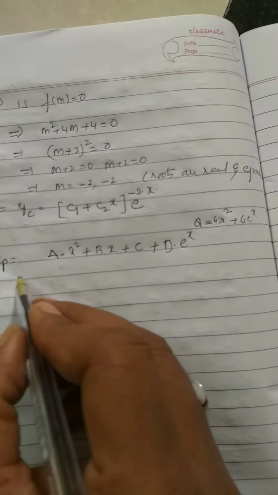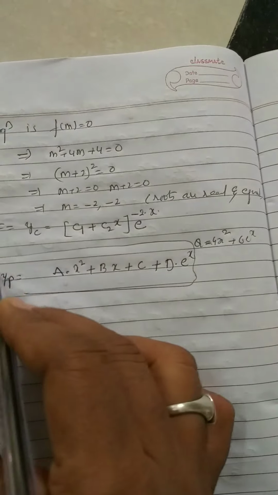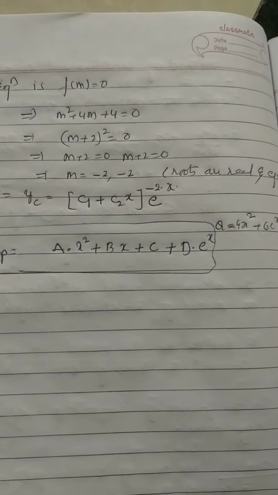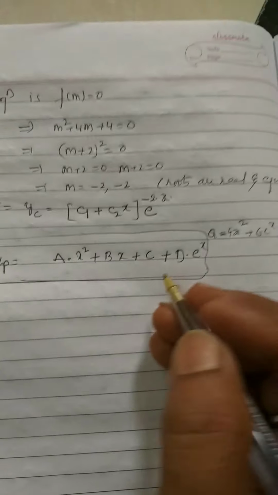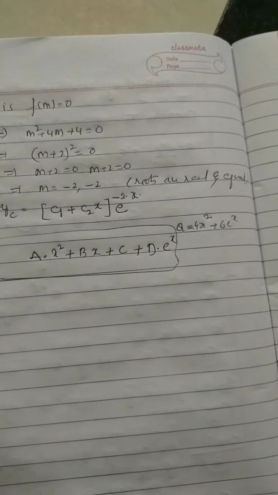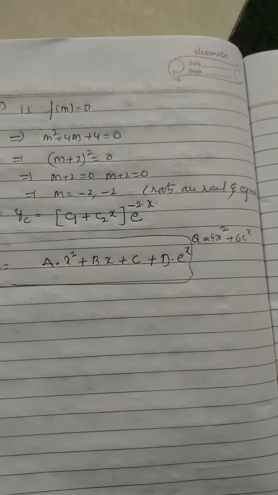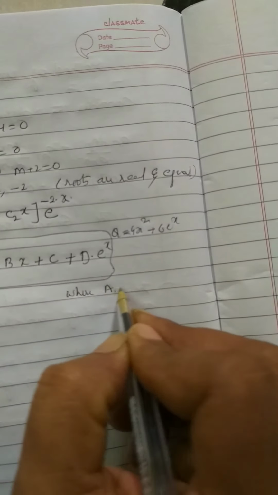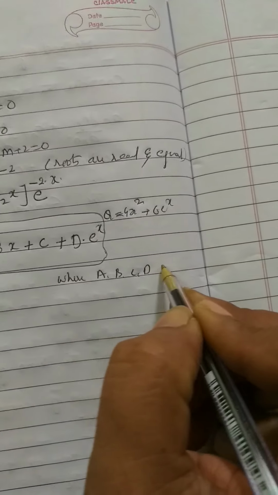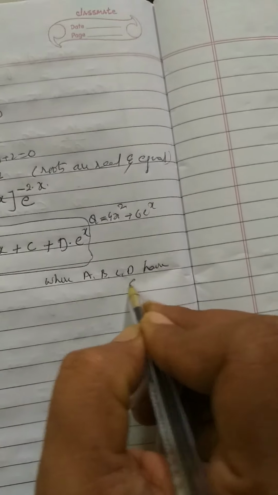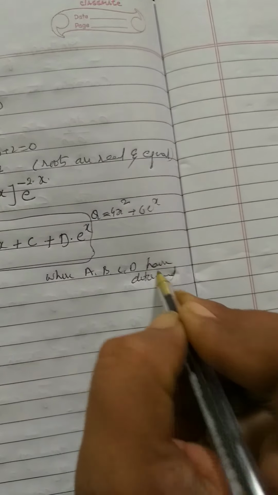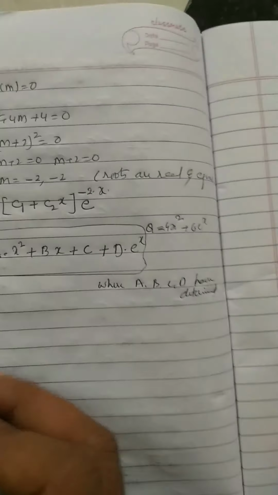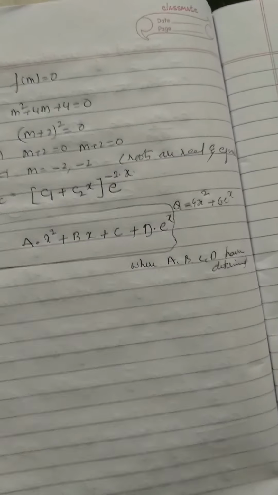Now this is the particular integral of the given differential equation. Got it? Now what are a, b, c, d here? A, b, c, d are unknowns here, right? A, b, c, d have to be determined. These are unknowns.